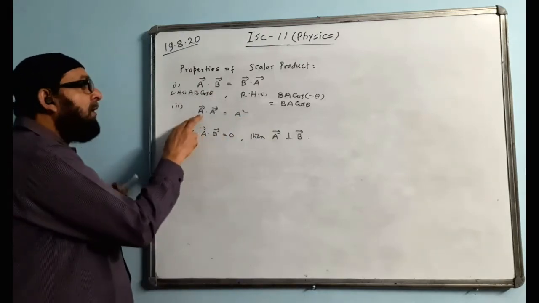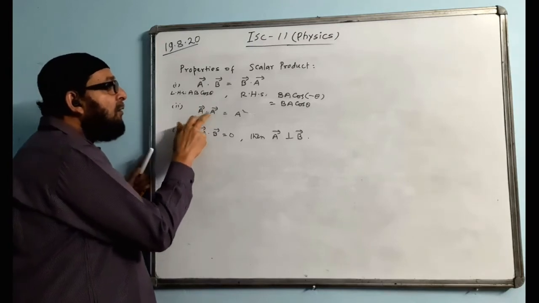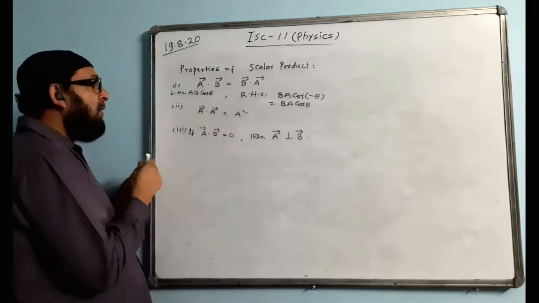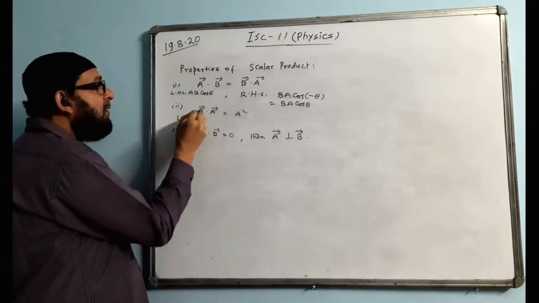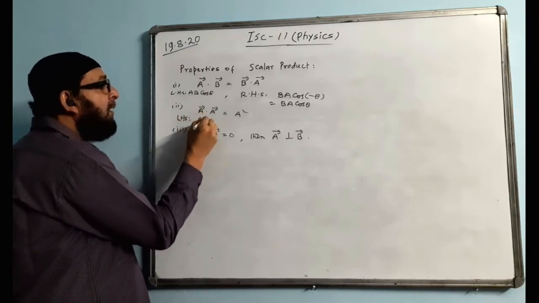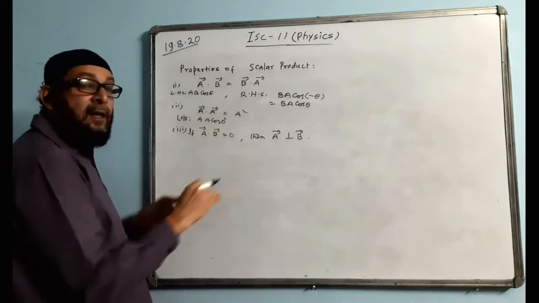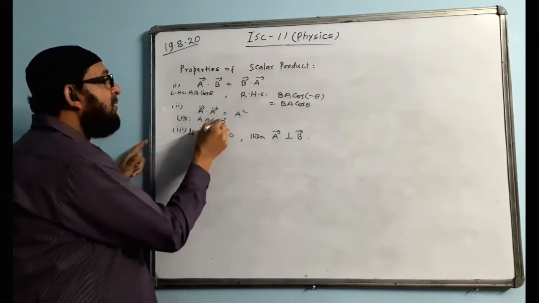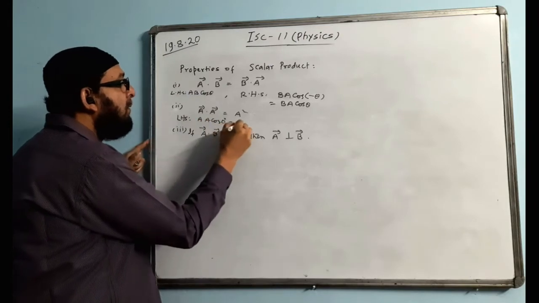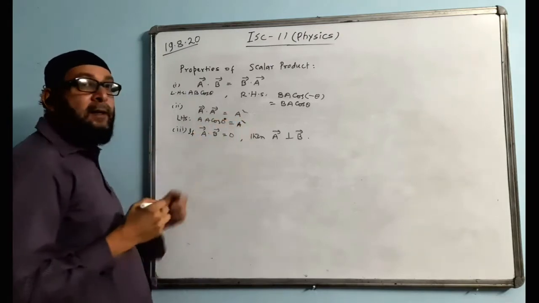Now the second property of dot product is like this. A dot A will be equal to A square. And the logic is that let us take LHS first. A dot A formula is A A cos theta. Theta will be 0 degree. Between the same vectors, the angle is 0 degree. Cos 0 degree is 1, so A into A becomes A square. So this is why it happens like this.